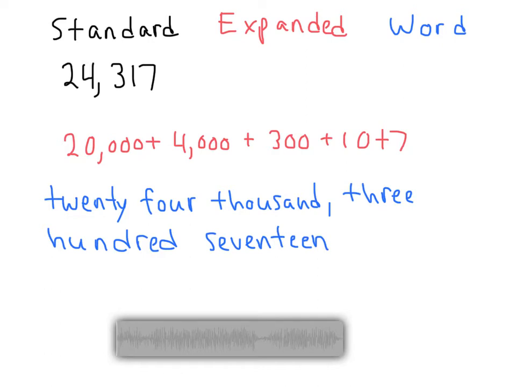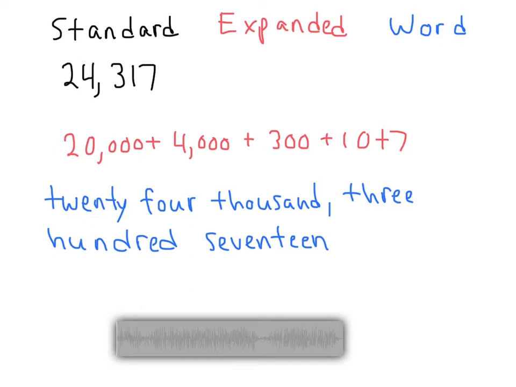You can read and write whole numbers in 3 different ways, so we're going to look at those 3 ways now. The first way is standard form, which is just the way that everybody normally sees numbers, this way right here. If you have a number in standard form, you can also put it into expanded form or word form.